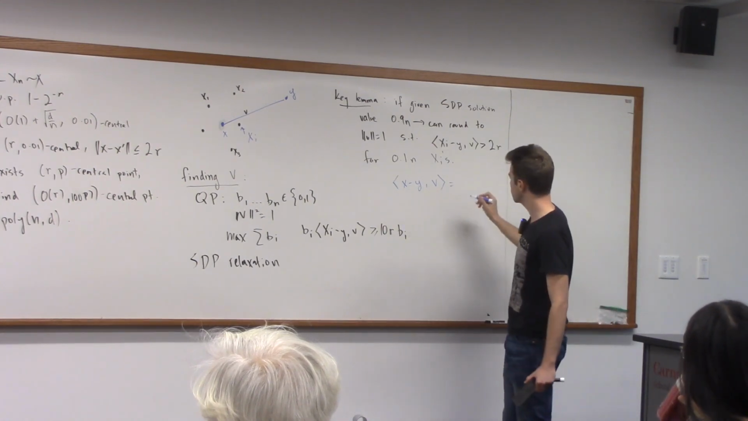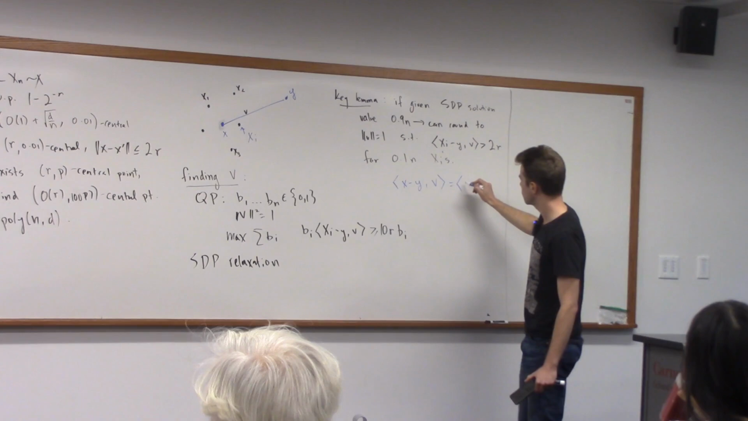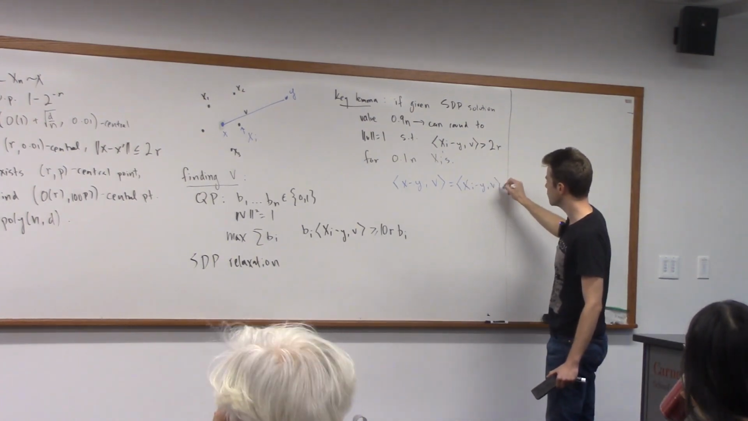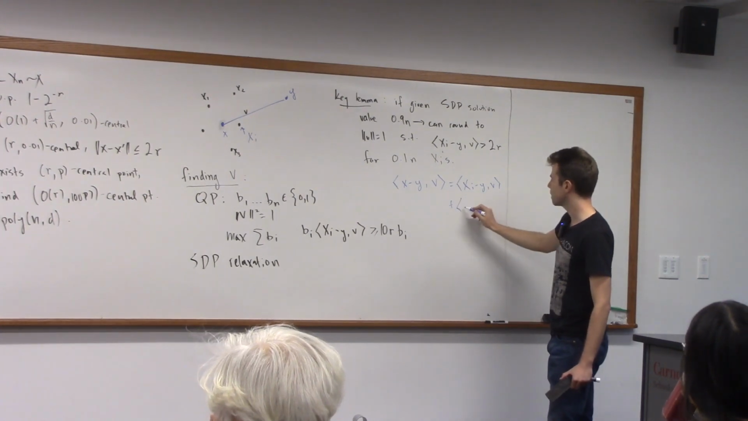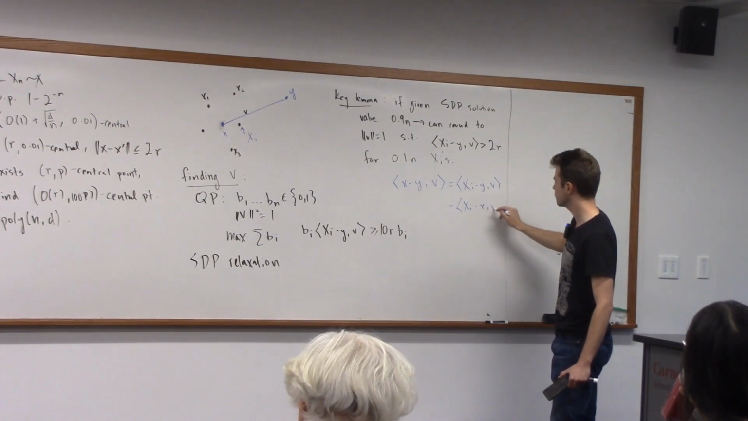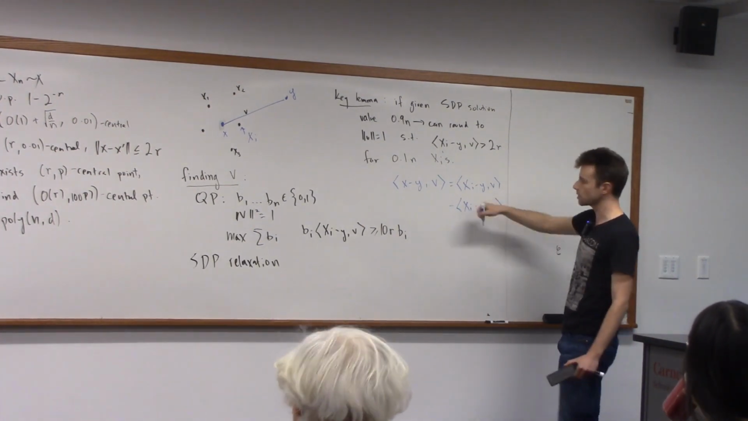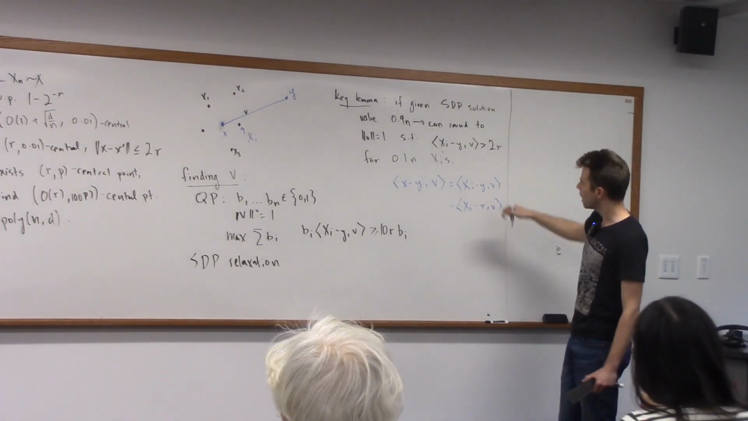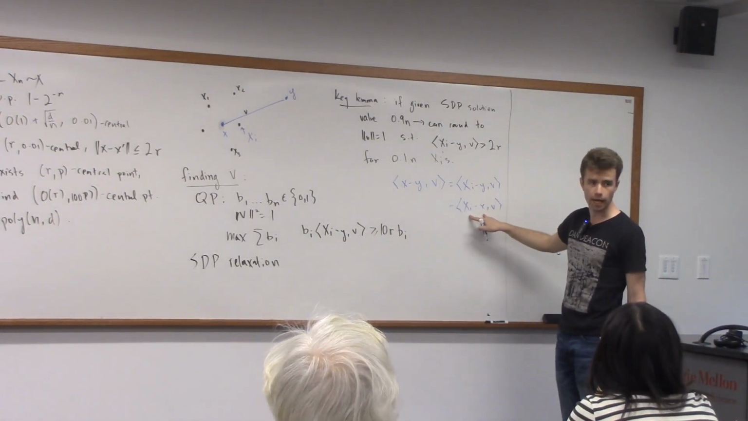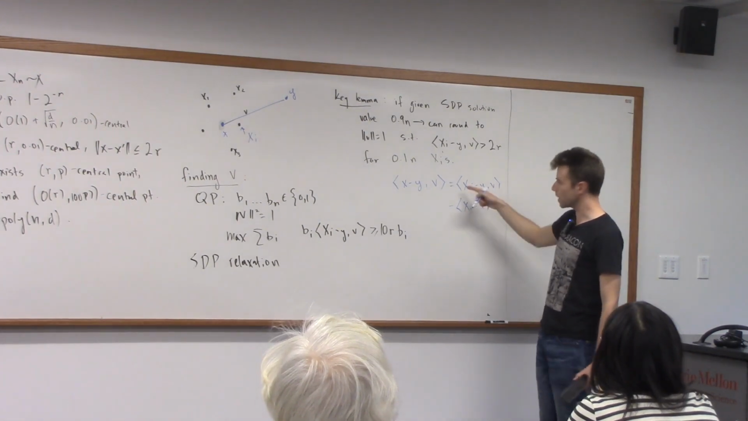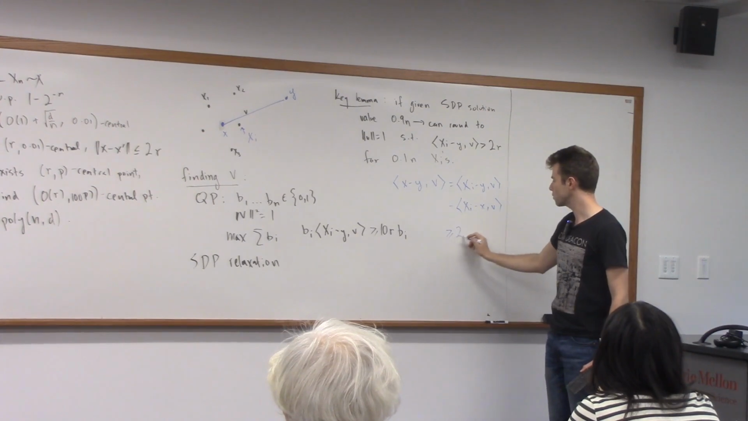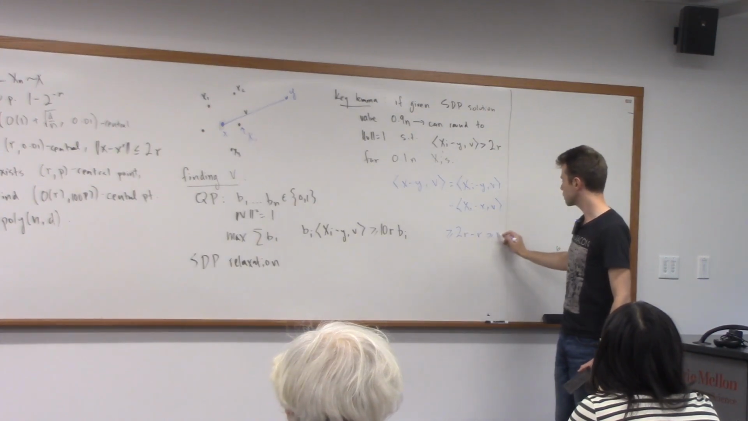So for this, all I'm going to do is write this as the inner product of xi minus y with v, minus the inner product of xi minus x with v. OK, I just added and subtracted the point xi. And now I knew that y was far from xi, and x was close to xi. So this first term is at least twice r, and this second is at most r. So this is at least 2r minus r, which is at least r.